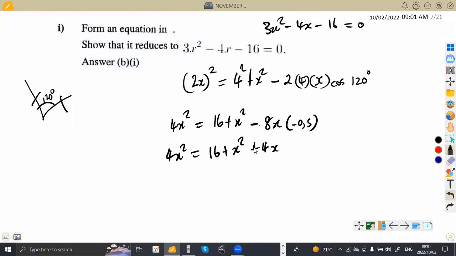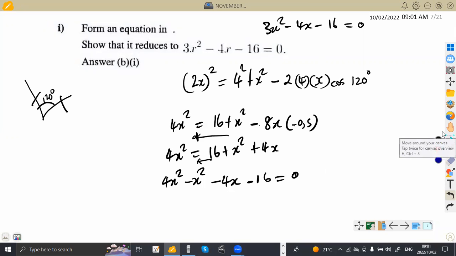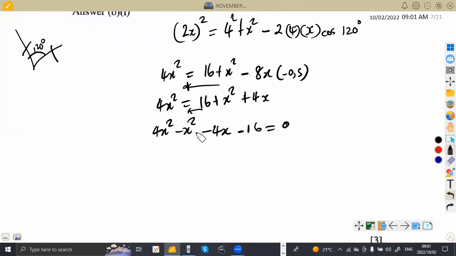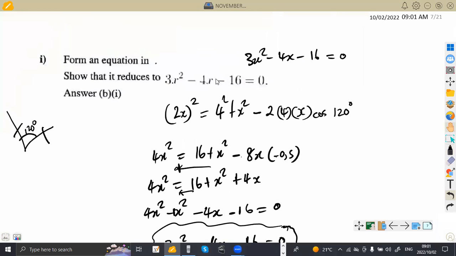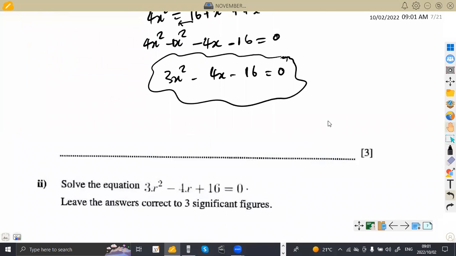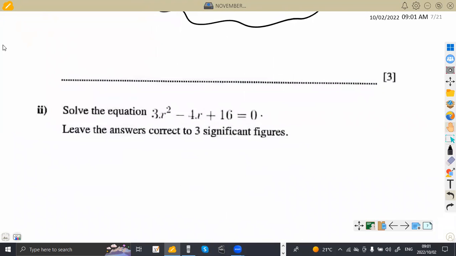Now we have a quadratic equation, so you can transpose all the terms to the left-hand side, which is going to be 4x squared minus x squared. If you transpose the 4x, it's going to be minus 4x. The 16 to this side is going to be minus 16, so that one of the sides is equal to 0. So it's 4 minus 1, which is 3x squared, minus 4x, minus 16, equals 0. As you can see, this is the equation that we are being asked to show that it reduces to. Normally from that equation, they'll ask you to solve it.